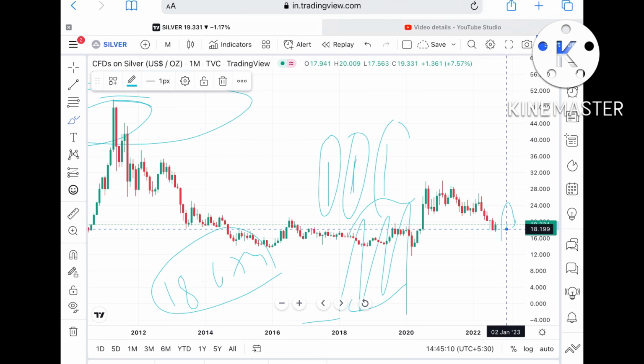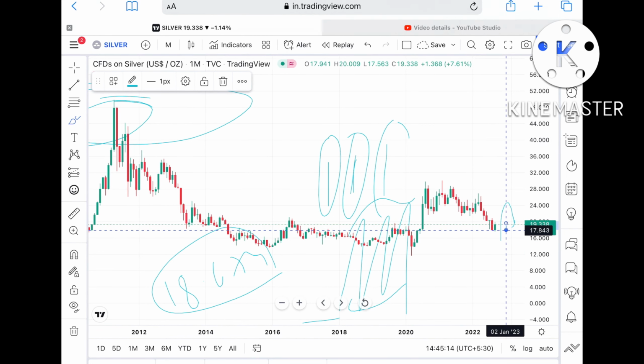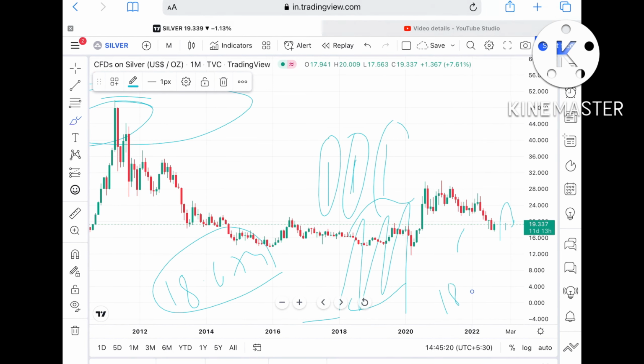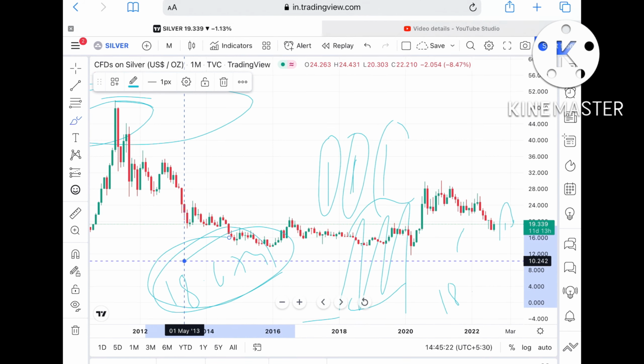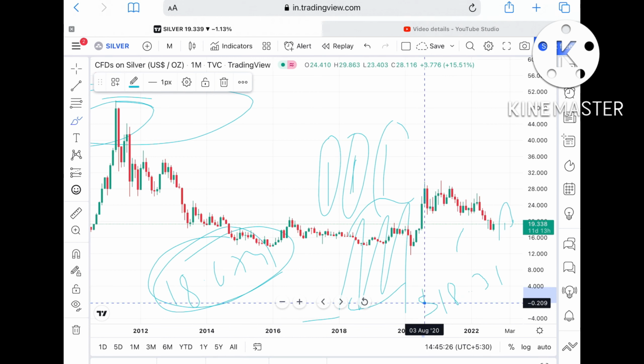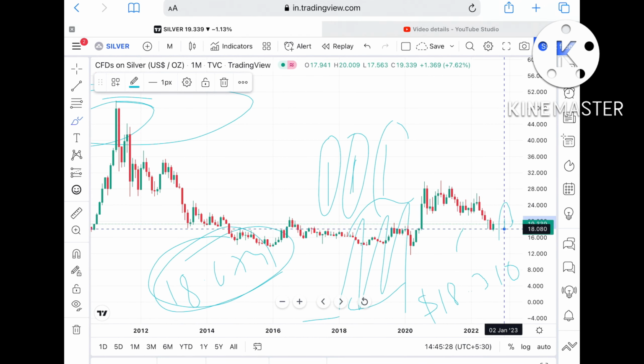Or if this level didn't sustain, we can see it can come down towards a level of around $17.843. Before that, we can see a support coming at around $18.318. So once the price falls below this particular level of $18.673, we can see it can come to a level of $18.310.